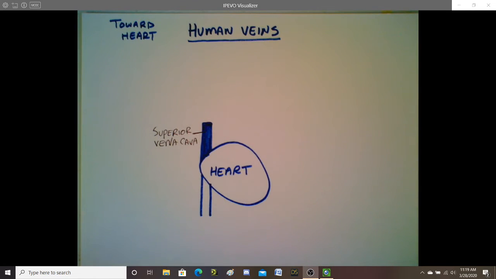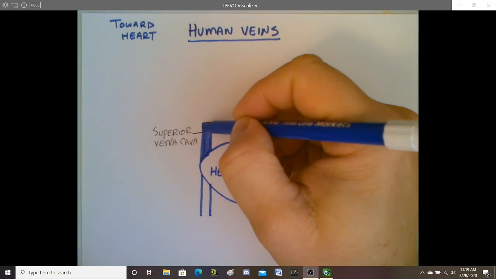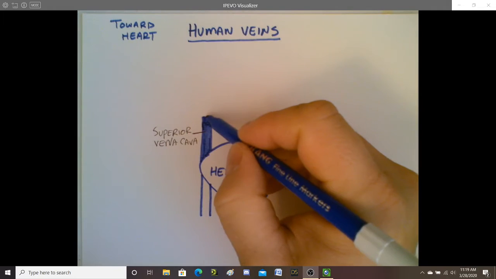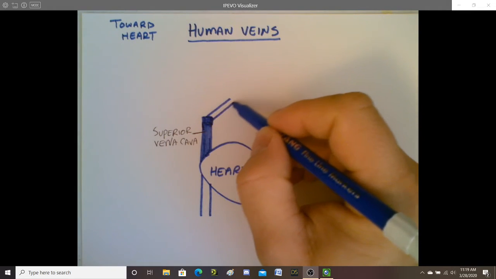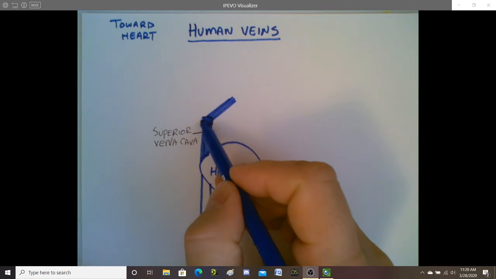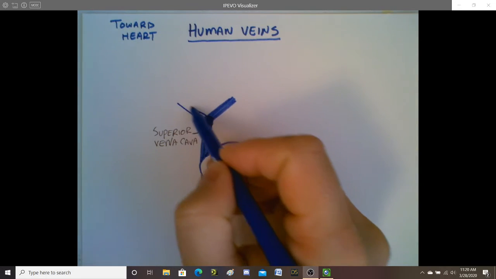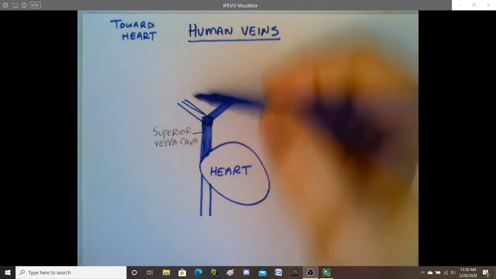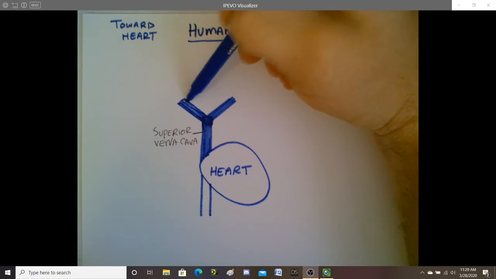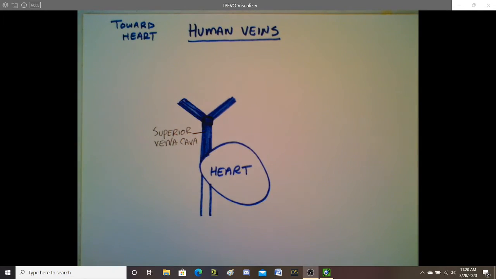Now, the superior vena cava is going to branch. So it goes up above the heart, and then it branches. And we've got a branch going to the left. And then we're going to have a branch coming to the right. These branches are the brachiocephalics. Now, unlike the arteries, the veins are a lot more symmetrical. So these two branches are both brachiocephalics.